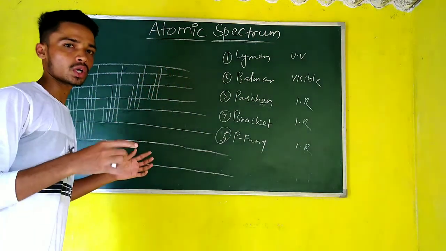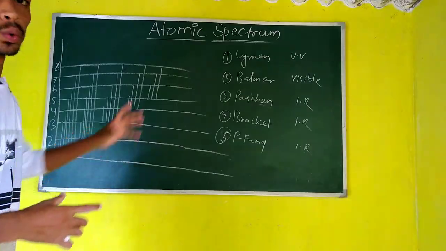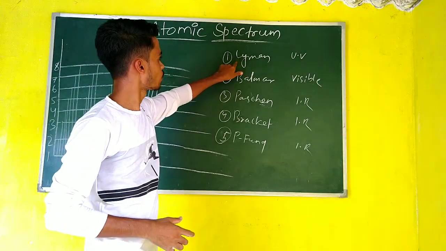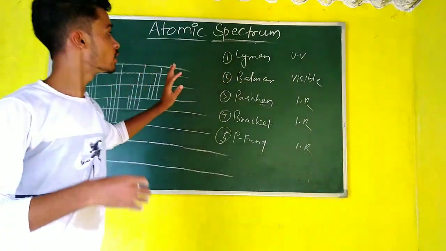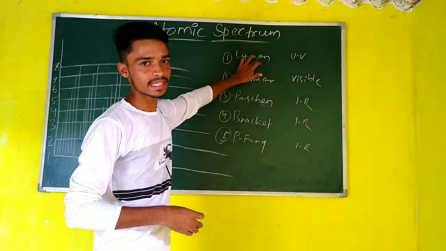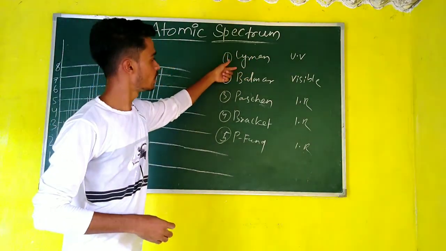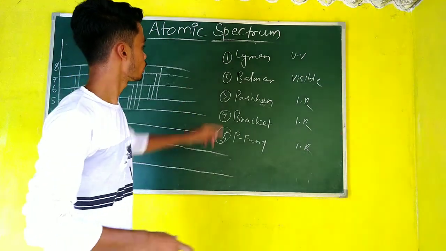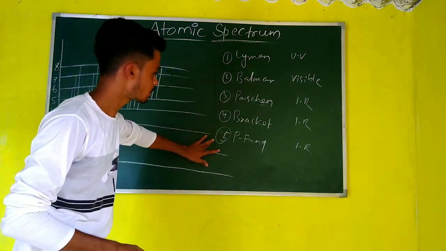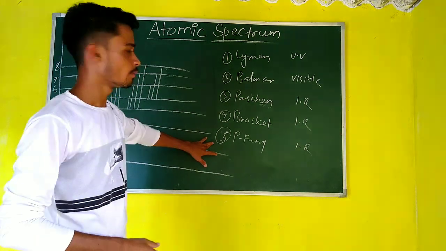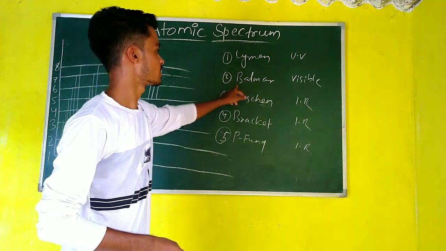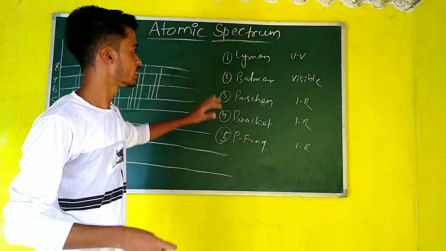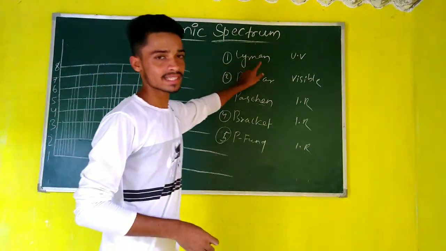Students, we calculate the wavelength value of the Lyman series in this style, and in this way we can calculate the wavelength of the other four series: the Balmer series, Paschen series, Brackett series, and Pfund series wavelength. We can calculate in the style of the Lyman series.